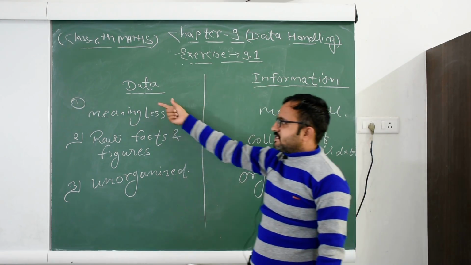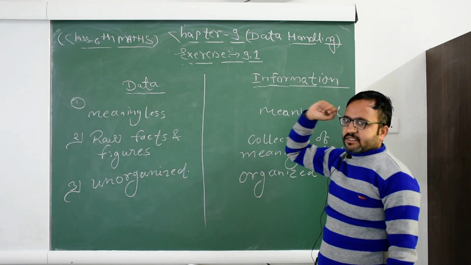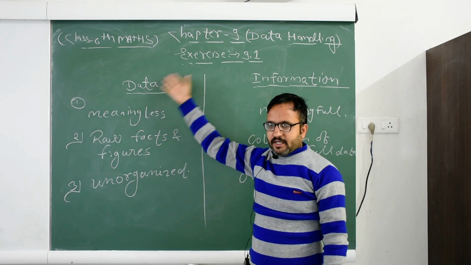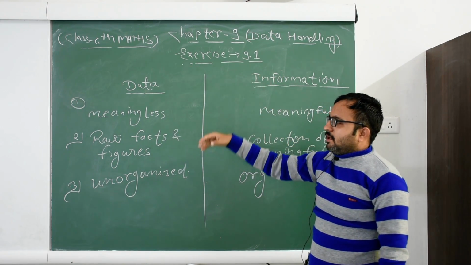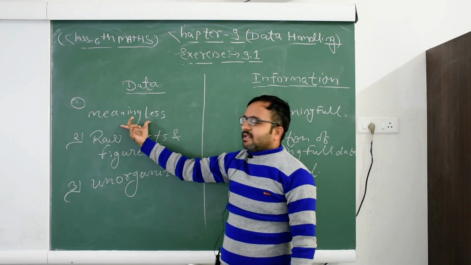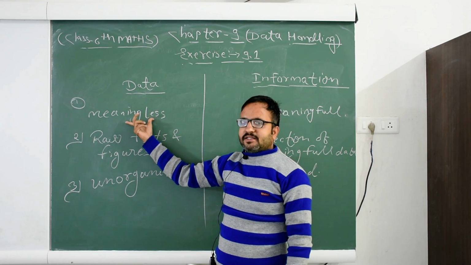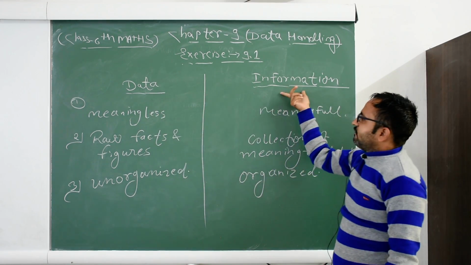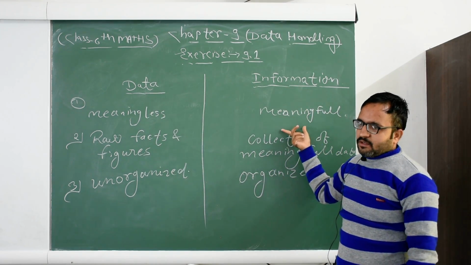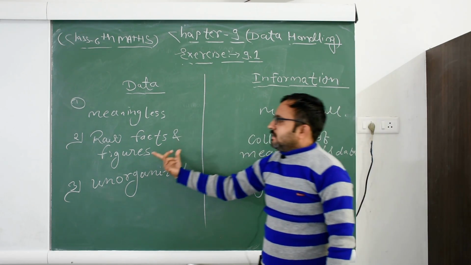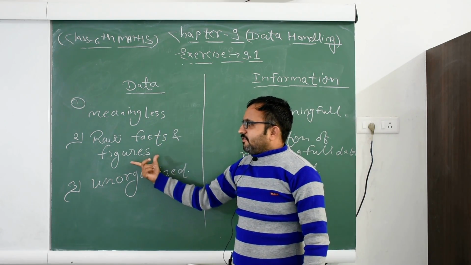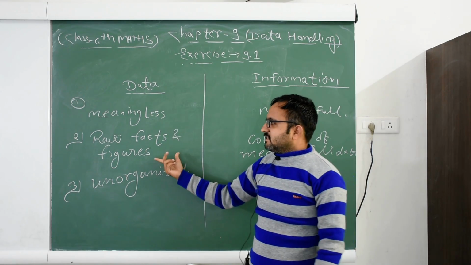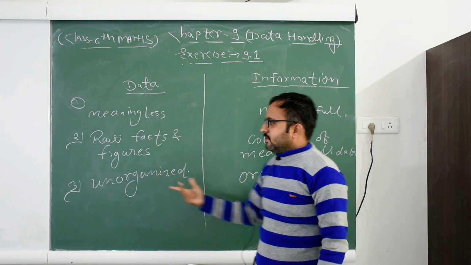So your first term is data and information. What is the difference between data and information? First point, data is a meaningless object, but information is a meaningful object. Second point, data is a raw fact and figure. What is the meaning of raw fact and figure?